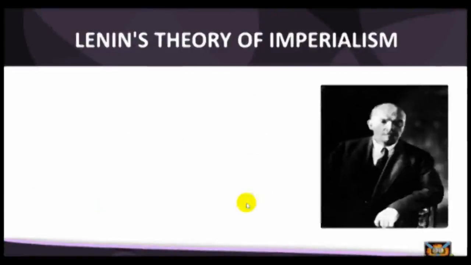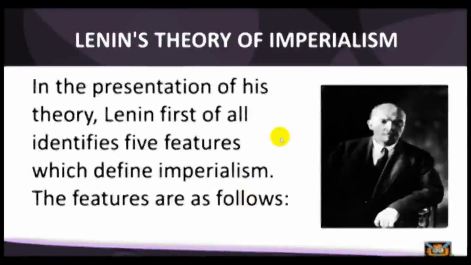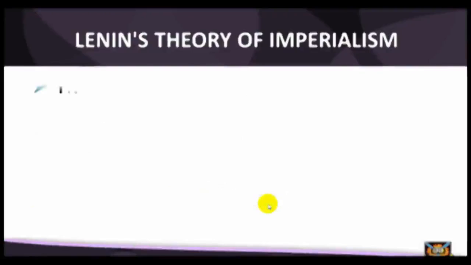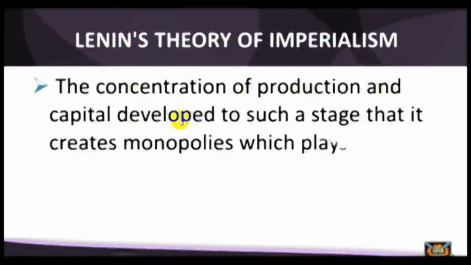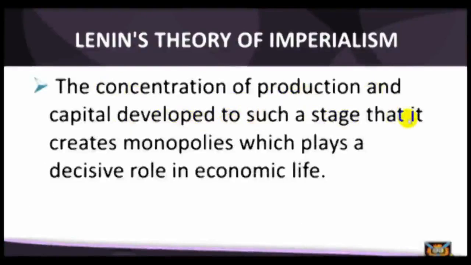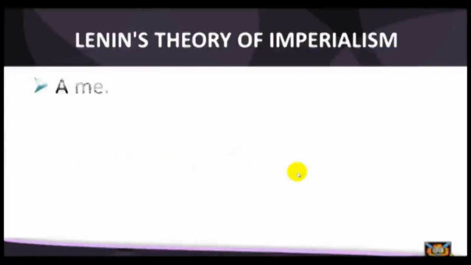In the presentation of his theory, Lenin first of all identifies features, five in number, to define imperialism. The features are as follows. 1. The concentration of production and capital developed to such a state that it creates monopolies, which play a decisive role in economic life. 2.